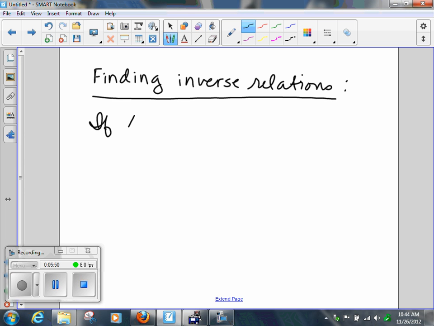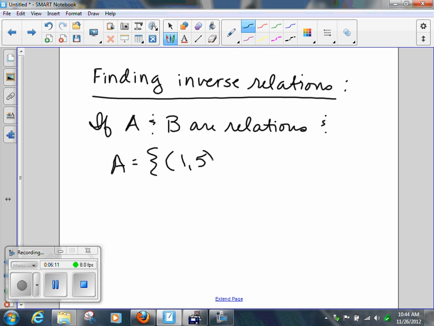Okay, here we go. If A and B are relations, and this is probably where I started from Wednesday. If A was the relation, the set of ordered pairs (1, 5), (2, 6), (3, 7), and we want to determine the inverse of A.